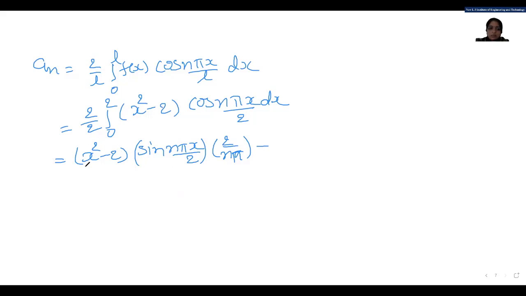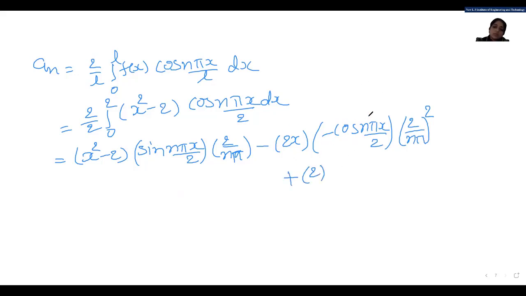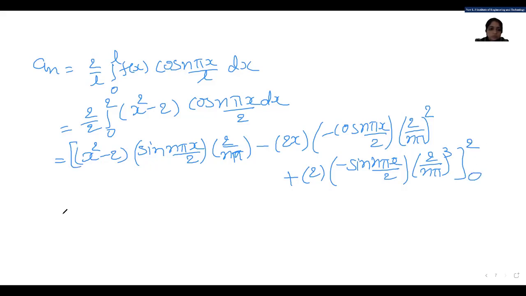Now minus the derivative of x square minus 2 is 2x, right? And the integration of sine is minus cos n pi x by 2 into 2 upon n pi whole square, plus the derivative of 2x is 2. Now the integration of minus cos is minus sine, theta remains same, so n pi x by 2 into 2 upon n pi whole cube, and the limits are 0 to 2.